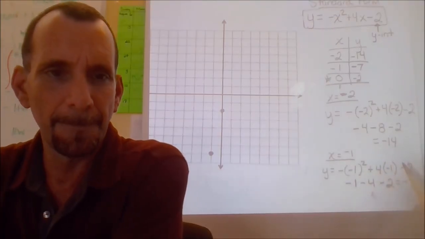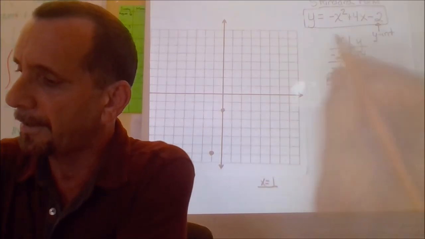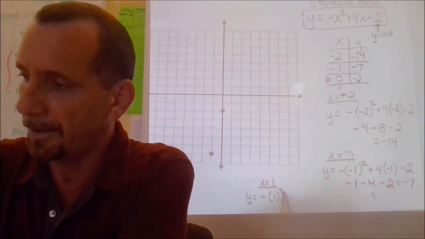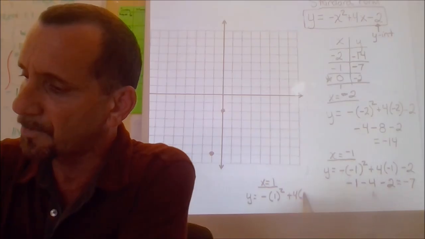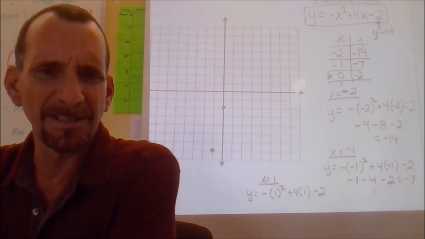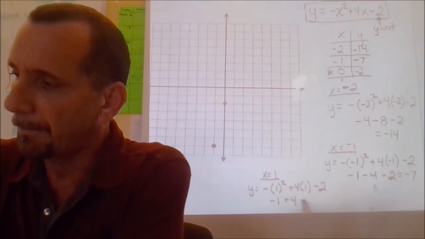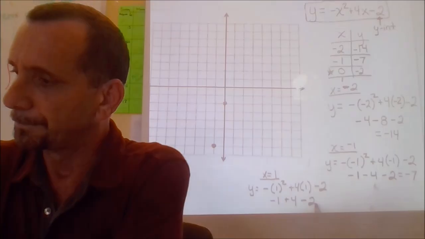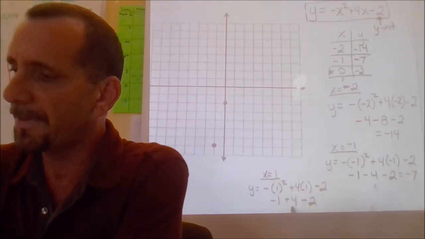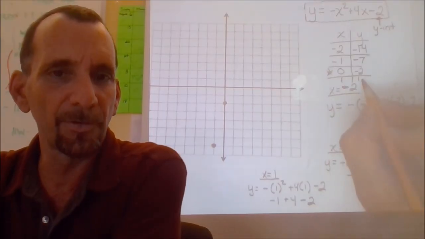Let's plug that in. I'm going to come right on down here. If x equals 1, I'm going to get y equals negative 1 squared plus 4 times 1 minus 2. What's that going to get us? That's negative 1 plus 4 minus 2. And that'll get us negative 1 minus 2 is negative 3 plus 4. That gets us 1. So when x is 1, y is also 1.